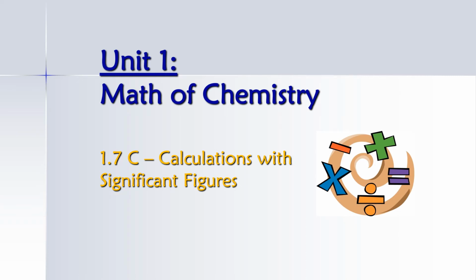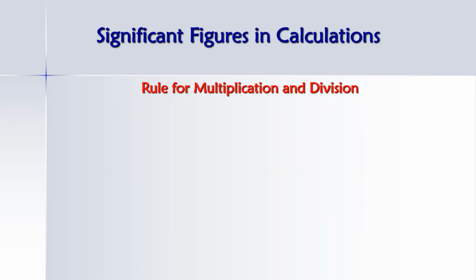Hello everybody and welcome back to Unit 1 of Regents Chemistry, which is Math of Chem. Today we will be talking about the last part of significant figures, which will be doing different types of calculations including addition, subtraction, multiplication, and division using the significant figures. So let's quickly look at the multiplication and division first.